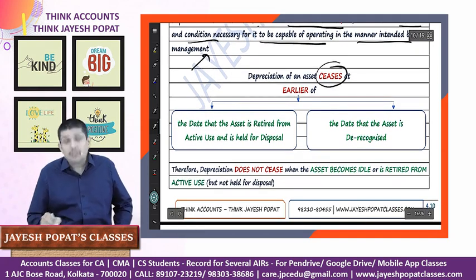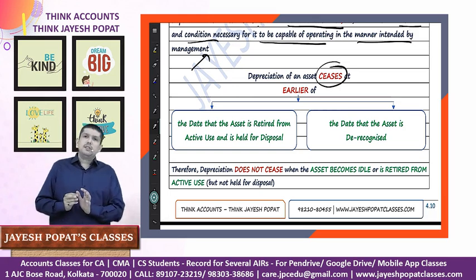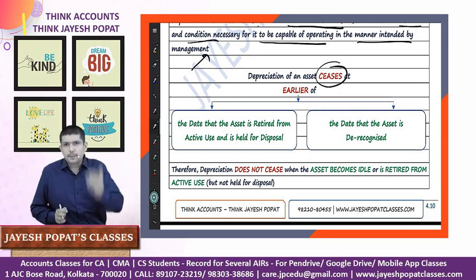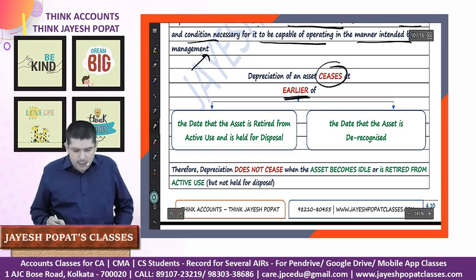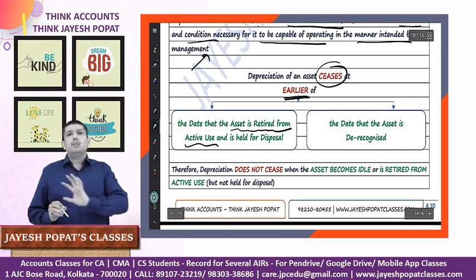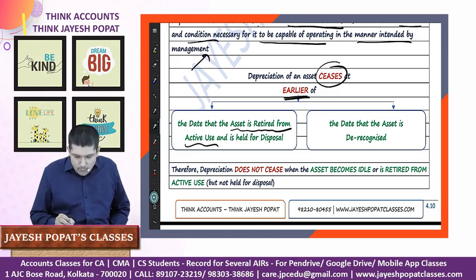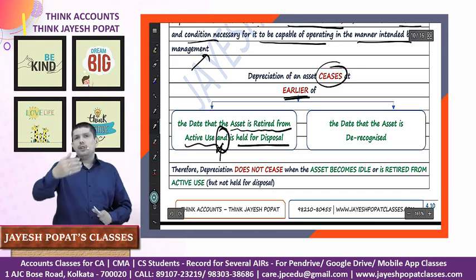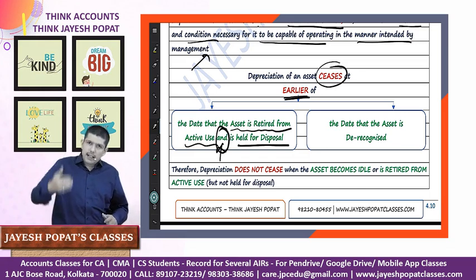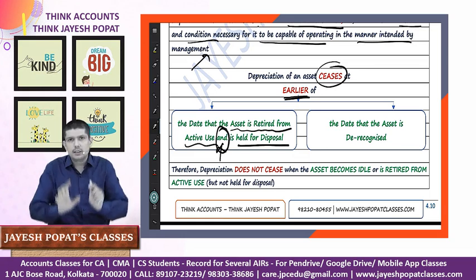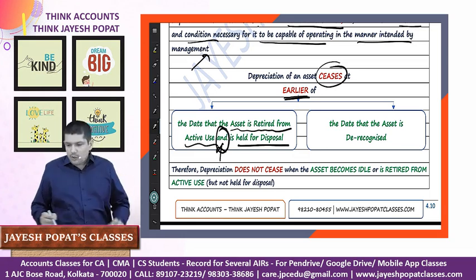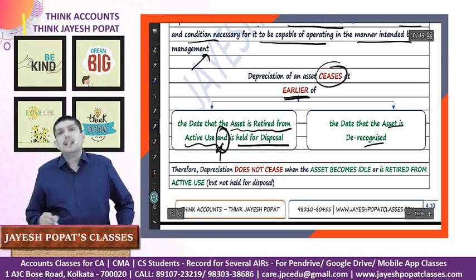Depreciation ceases, right? When will you stop charging depreciation on an asset? Depreciation of an asset ceases at the earlier of the date the asset is retired from active use, so now we are not actively using that asset anymore, and, very important, held for disposal. So you are not using the asset, it has been retired from active use, and also now it is your intention to sell this asset off, you want to dispose of this asset. Or the date the asset is derecognized.